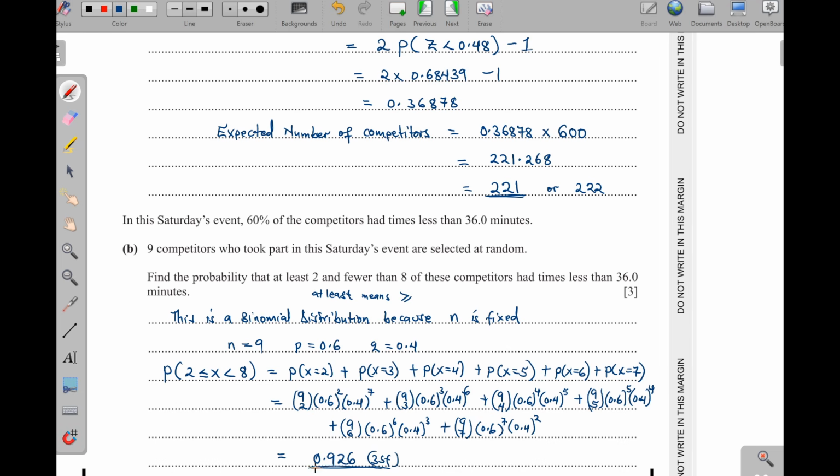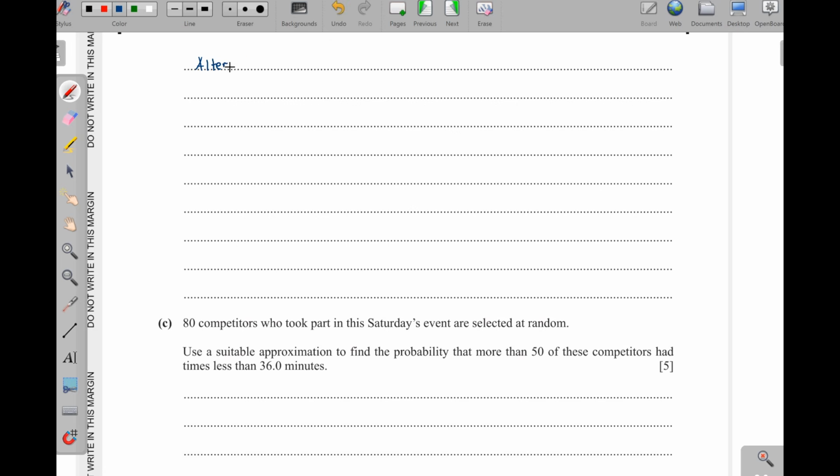As simple as that. Alternatively, remember I told you, you can have this probability of 2 less than or equal to x less than 8. It can be equal to 1 minus the probability of what is left out: x is equal to 0, another one, x is equal to 1. 2 is inclusive. Then 8 here is not included, so I'll have the probability of x is equal to 8 here. And then the other one is the probability of x is equal to 9. So let's check this one out.